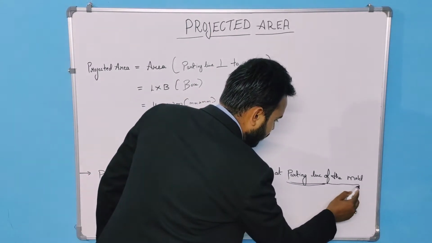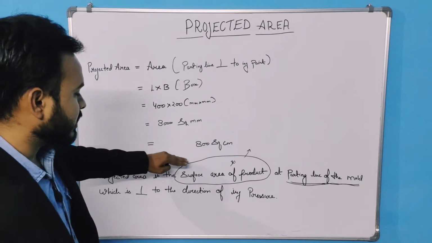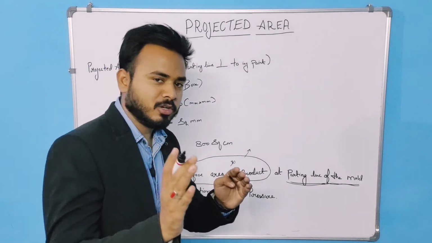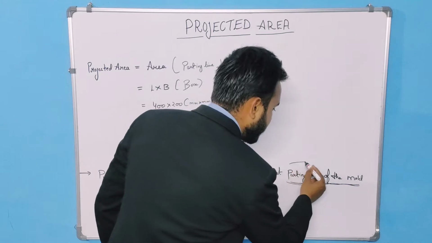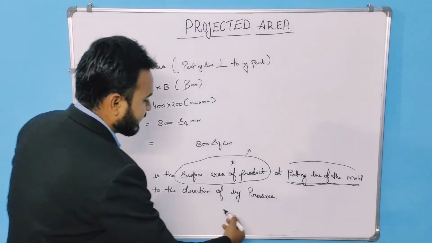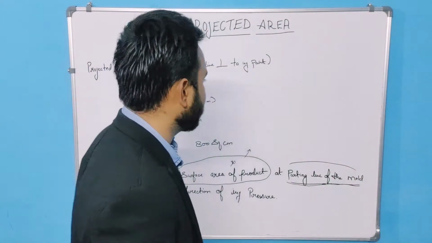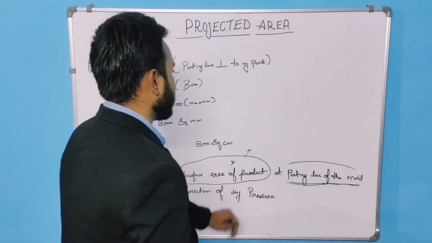I have already told you what the parting line of the mold is. So projected area is the surface area of the product, which is formed at the parting line of the mold, that is perpendicular to the direction of injection pressure. Now I am elaborating this definition.